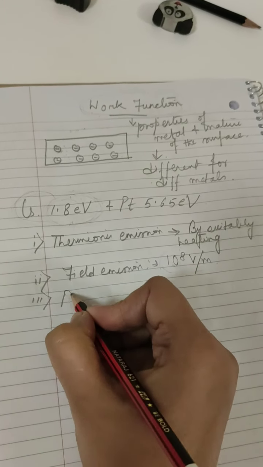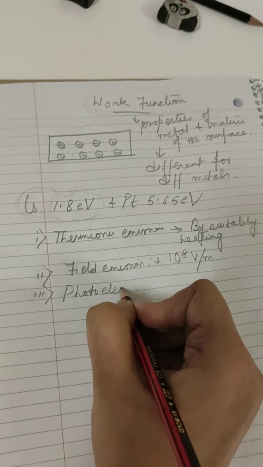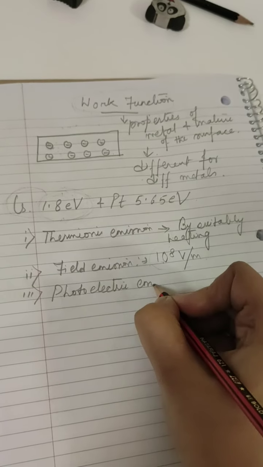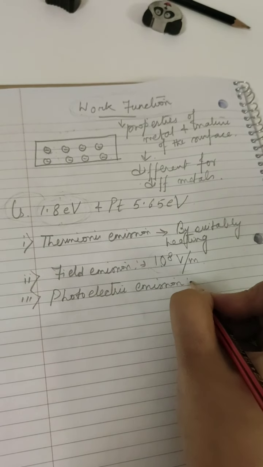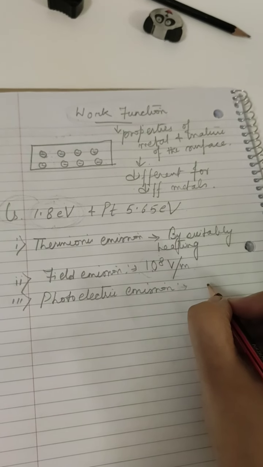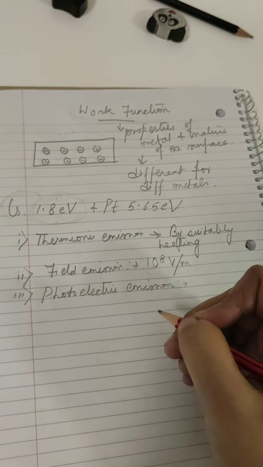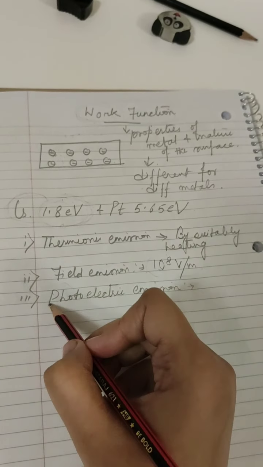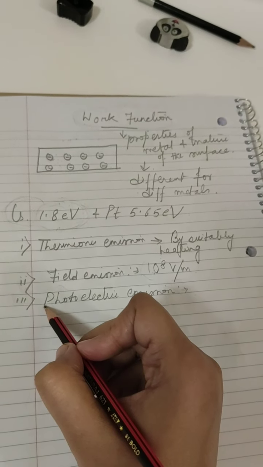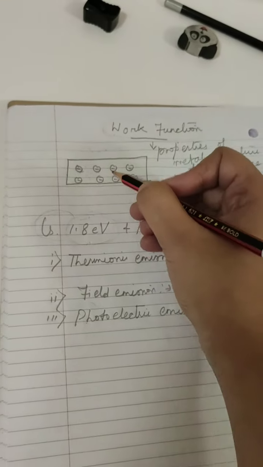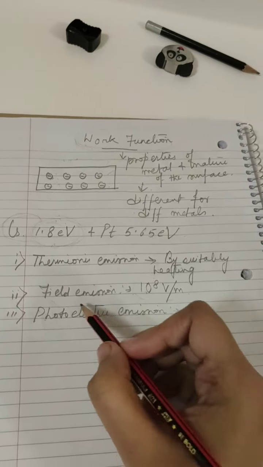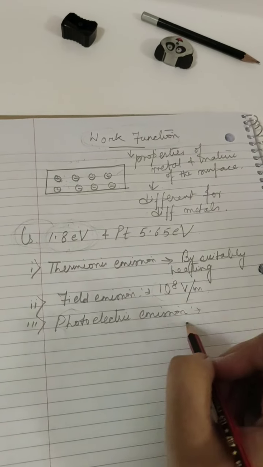And third is photoelectric emission. We know when light of suitable frequency is incident on a metal surface, then electrons are ejected from the metal surface. These electrons are called photoelectrons, and the phenomenon is photoelectric emission. The photons are ejecting these electrons, which are photoelectrons, and the phenomenon is photoelectric emission.